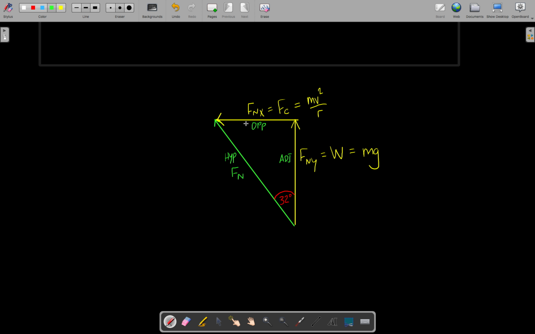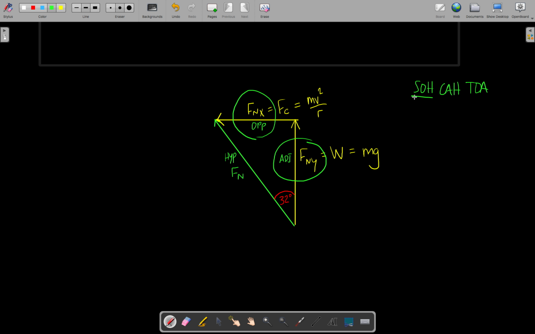Now, I'm looking at the force normal x and the force normal y. You notice that the force normal x is the opposite side, and the force normal y is the adjacent side. Now, I'm looking at the trigonometry functions. If you are familiar with this, we're going to use the mnemonic SOHCAHTOA.